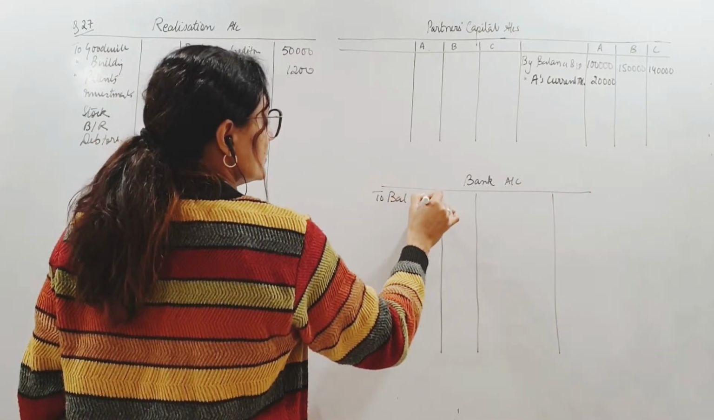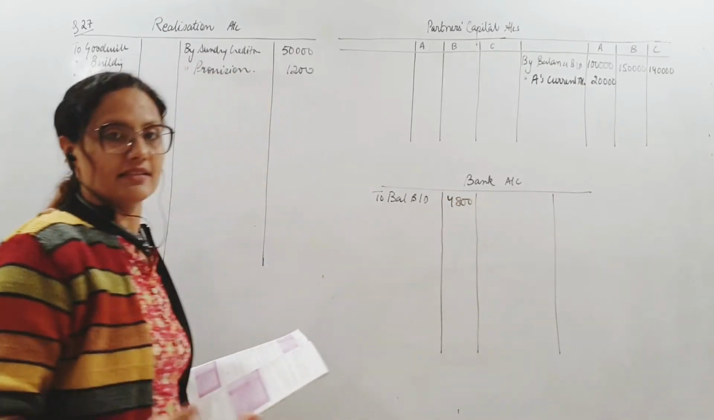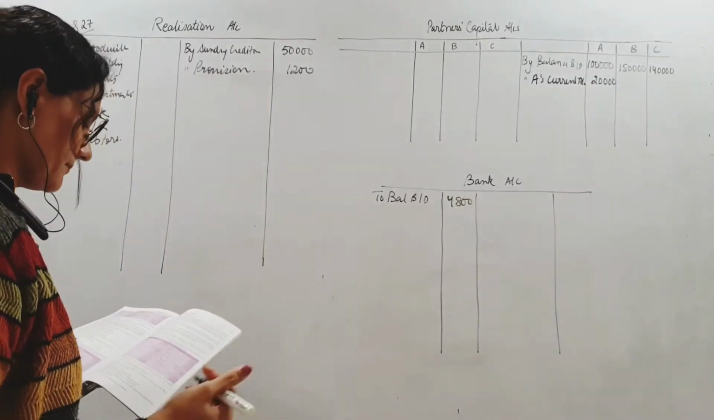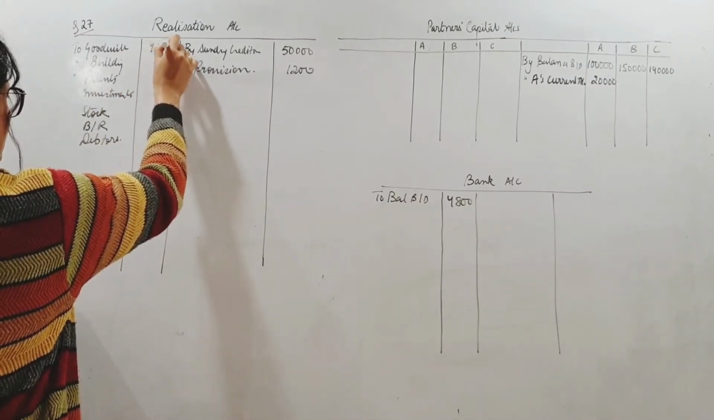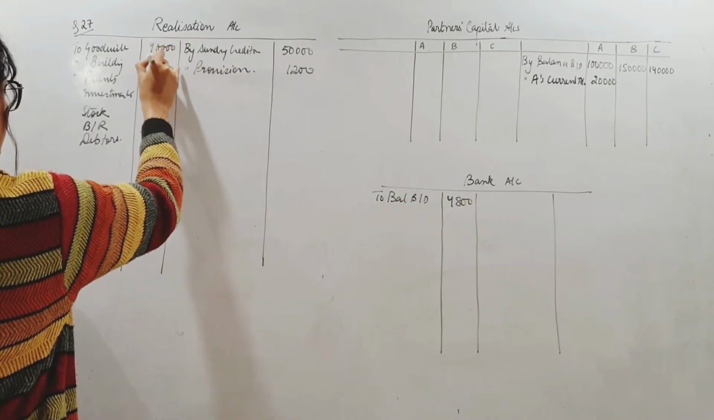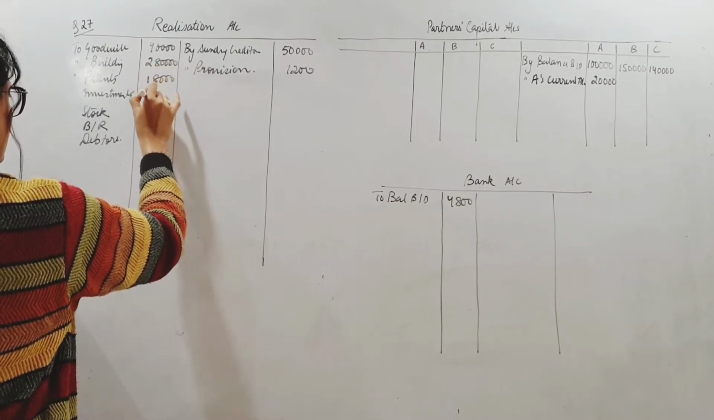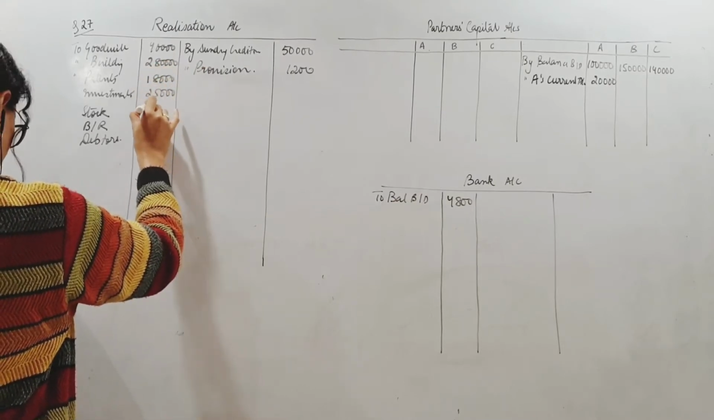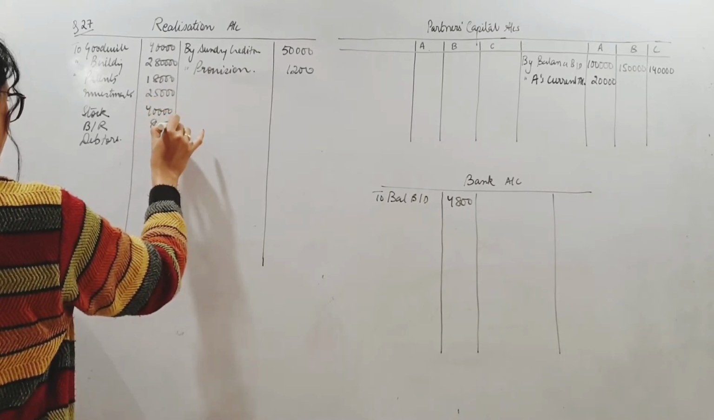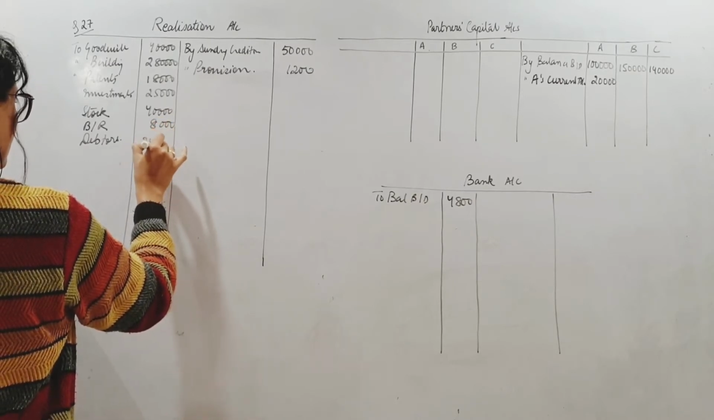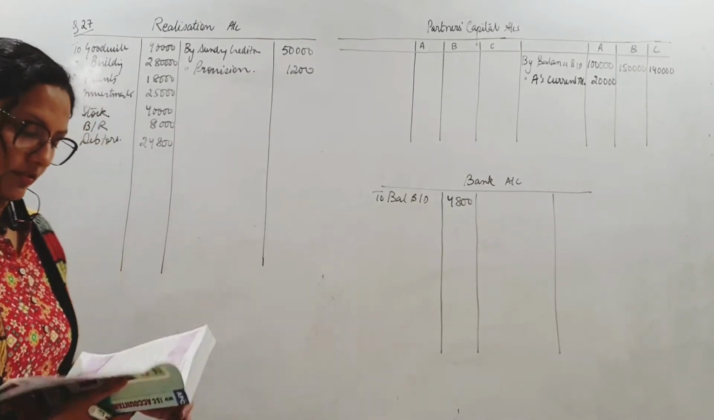This is one asset which will never be transferred to realization account, children, because we don't have to realize it, right? This money is already in cash form. Then let me put the amounts of these assets: 40,000, 2,80,000, 18,000, 25,000, stock 40, and bills receivable 8. Debtors I put the gross amount, not the net amount, 24,800. Please remember that, children. So here it's done.